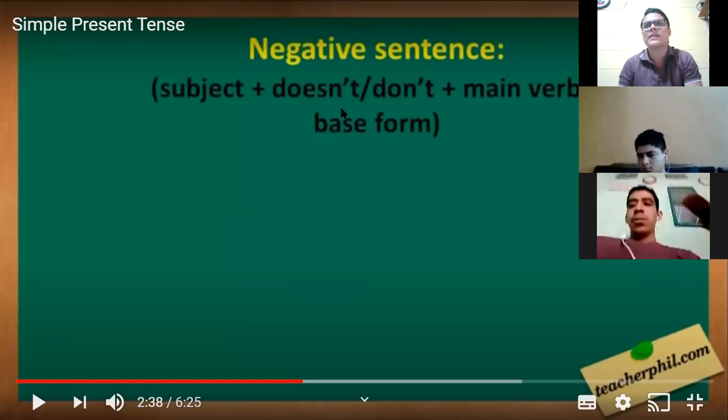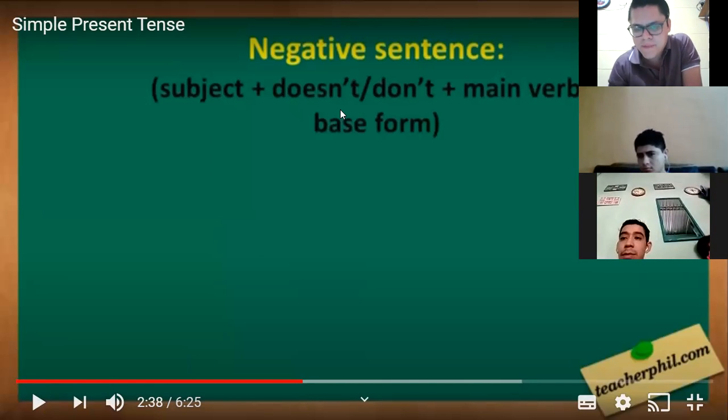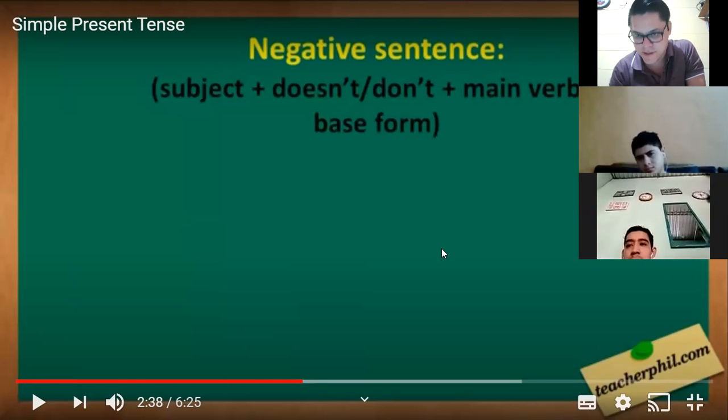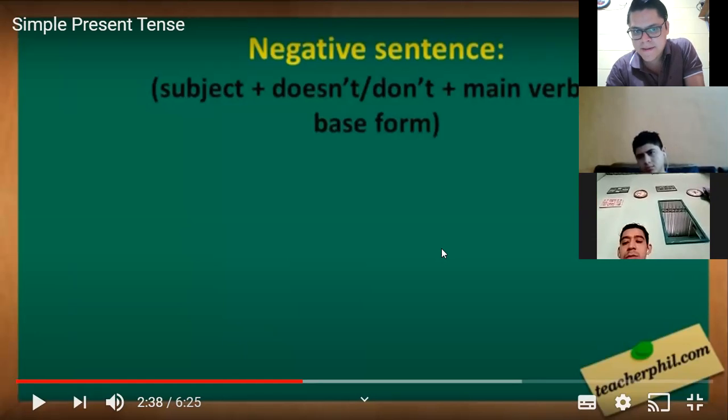But doesn't is used with third person: he, she, and it. He doesn't, she doesn't, it doesn't. And don't is used for I, you, we, and they. I don't, you don't, we don't, they don't. And we use doesn't or don't only for negative sentences. Okay?